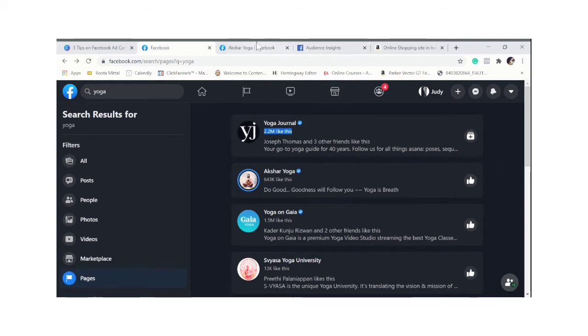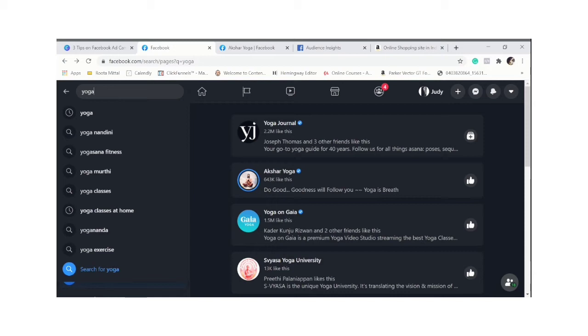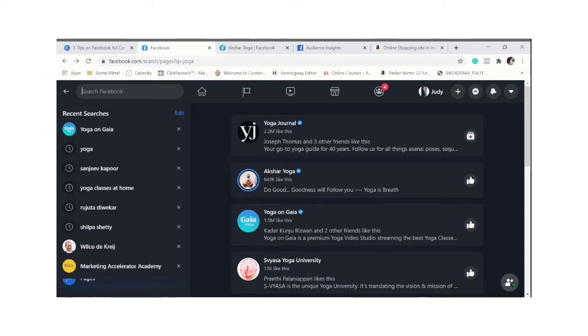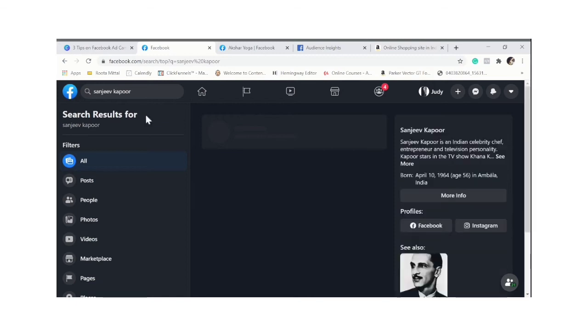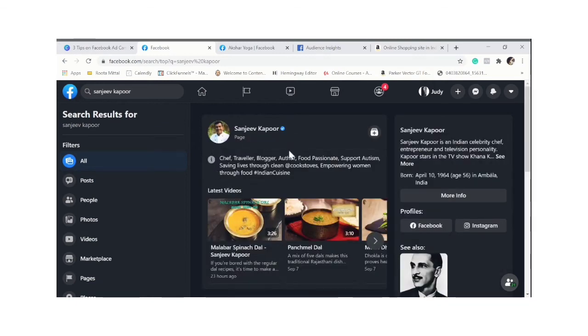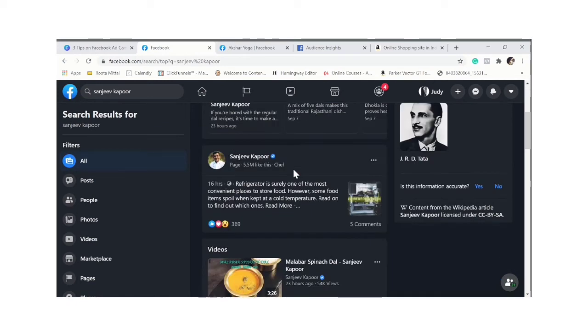Now, how do we do the next search? Who else can I look for? Let's see. Now there is Sanjeev Kapoor. He actually makes food videos. There you go, his page is available. It has 5.5 million likes, guys. Definitely, I think this would be popping up in the search. So why not? I can definitely take this.